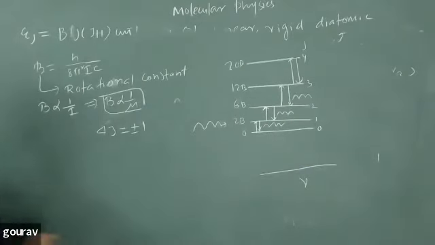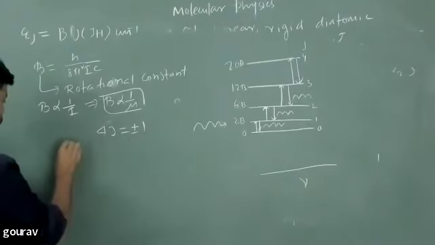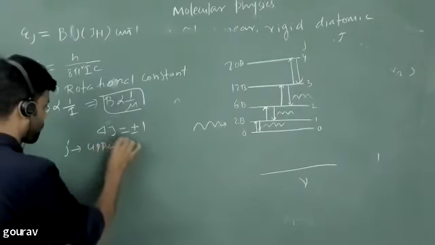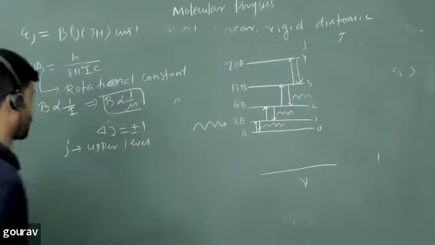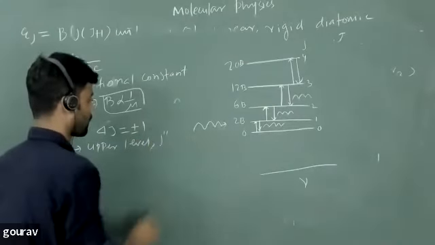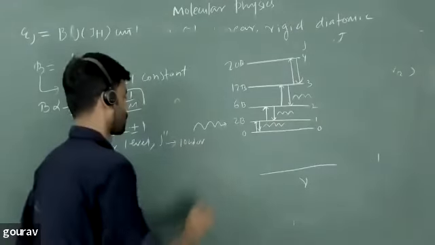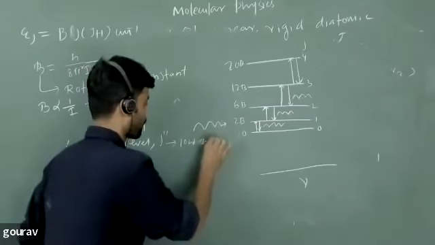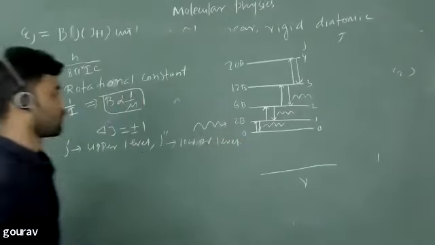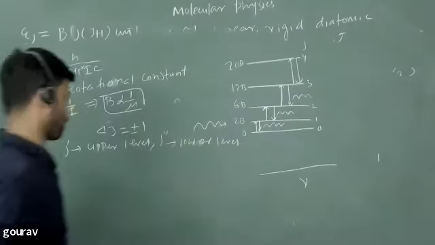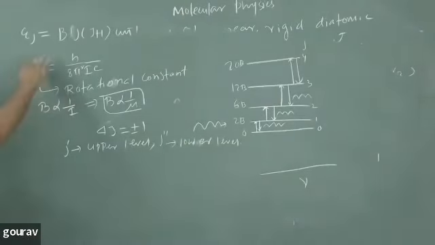Okay, now for the wave number of the emitted photon, let us assume that J prime is the rotational quantum number of the upper level, and J double prime is the rotational quantum number of the lower level. Then what will be the wave number corresponding to the transition? The wave number of the emitted photon. What I am saying, you have energy.